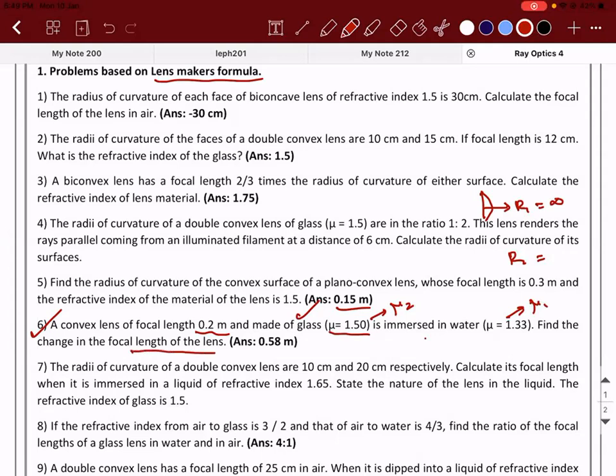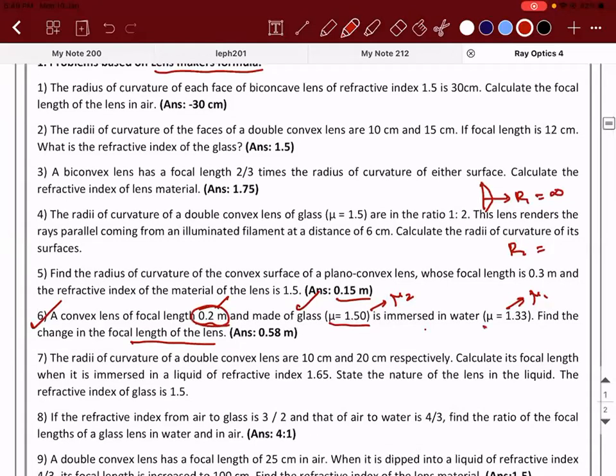They're asking what is the change in focal length. Be careful, guys. A convex lens of focal length 0.2 is made of glass. So initially, it has a focal length of 0.2. Now, when it is immersed in water, its focal length is going to change. So they're asking, by what value does it change?